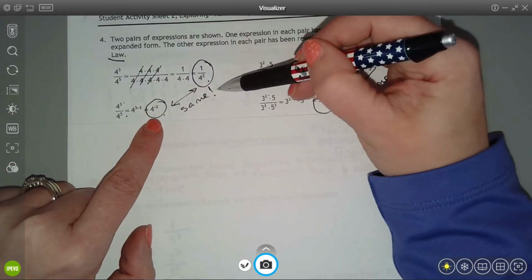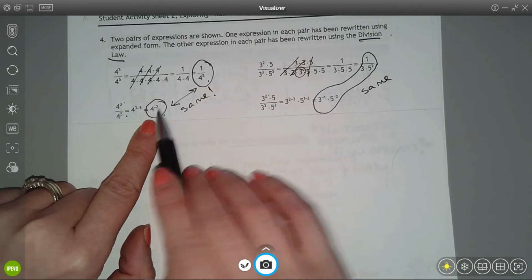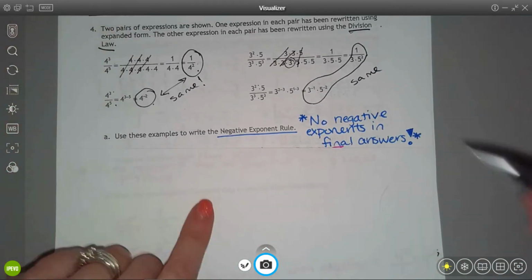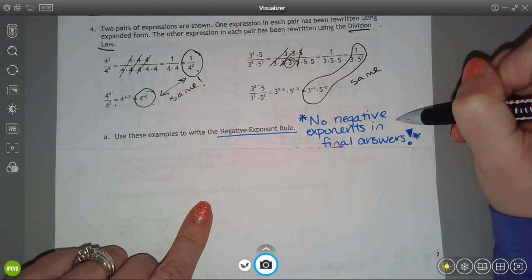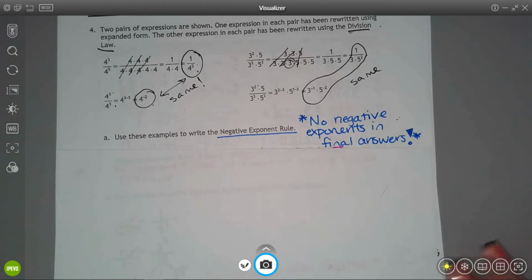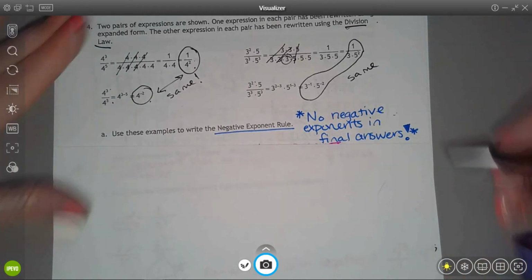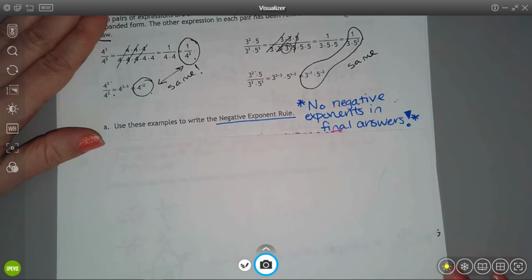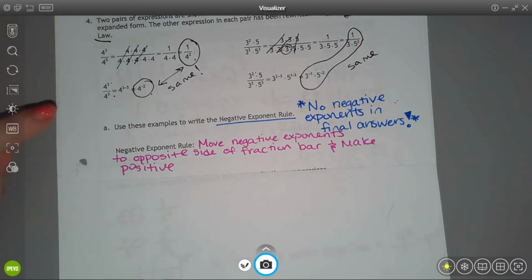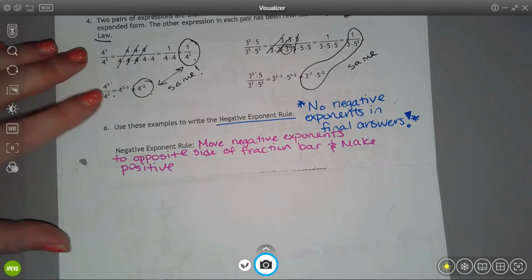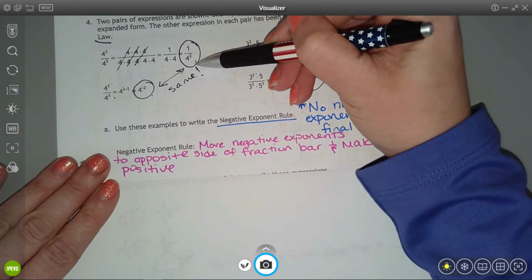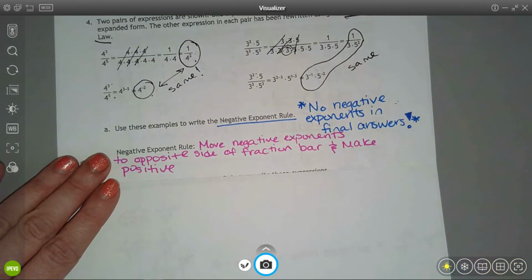1 over 4 squared is the same as 4 to the negative 2, okay? And why is that? Well, really, we don't allow negative exponents in our final answers. The math gods that be say no negatives in your final answer. Therefore, to get rid of our negative exponents, we move negative exponents to the other side of the fraction bar and make them positive. So here, we moved it to the other side of the fraction bar. We put it underneath and made that exponent positive.